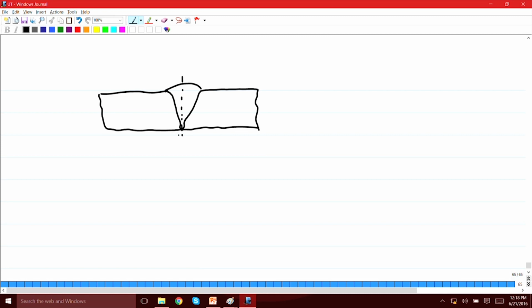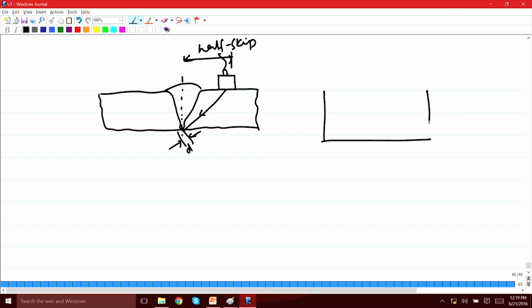Okay, so this root has a particular round kind of shape, and let us say the root diameter is d. If you keep the probe at half skip, then this will go to the root. And you will see on the display a signal like this.